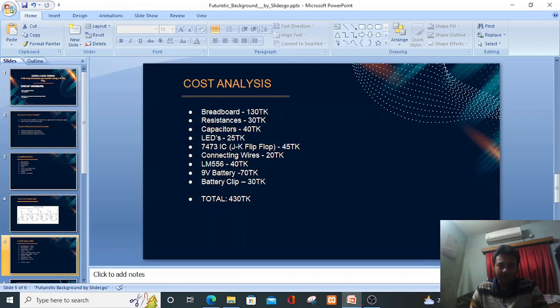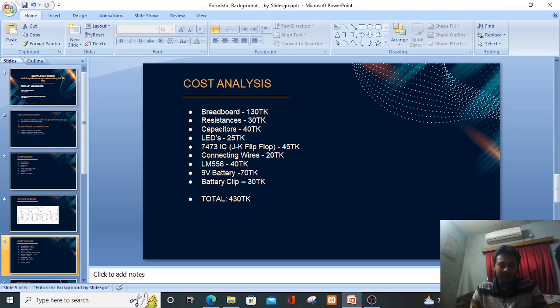We bought a bundle. A bundle will cost you 20 to 30 taka. Then LM556 is 40 or 50 taka. Then a 9-volt battery may cost you 70 or 80. And last but not the least, the battery clip will cost you 30 taka. So the total cost is 430 taka, which is quite reasonable.